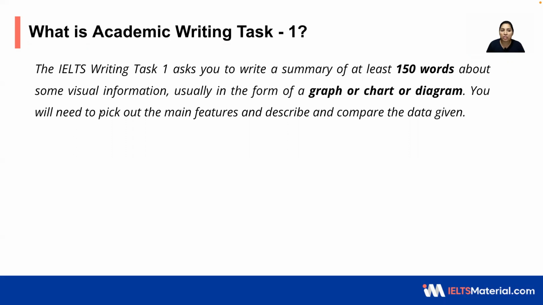Now let's discuss the core of IELTS academic writing task 1. First of all, it is important to understand what academic writing task 1 is. The academic writing task 1 is actually about writing a summary in 150 words. The time limit is 20 minutes for each question.